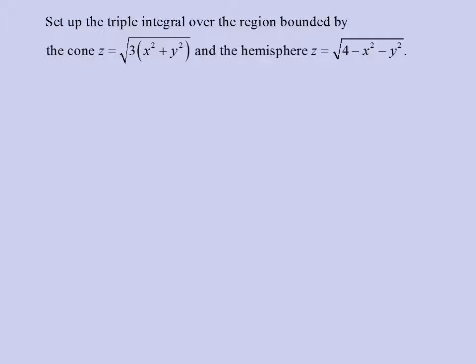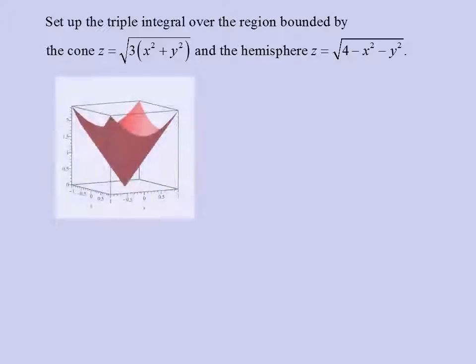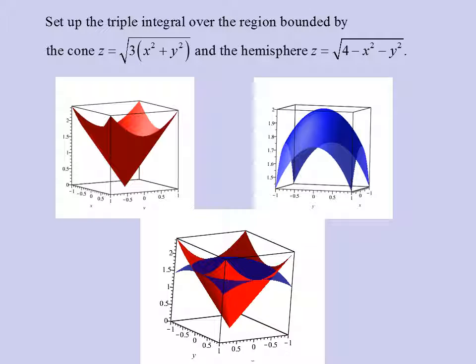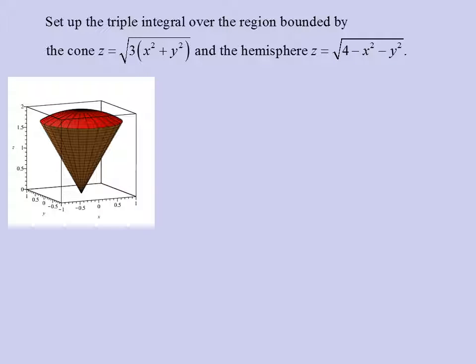So here we want to set up the integral over the region bounded by the cone. We can type this in Maple. In the hemisphere, that's the upper half of the sphere, and the two together would look like this. Now we'll take out all of the excess figure. So here's the region that we're trying to describe.